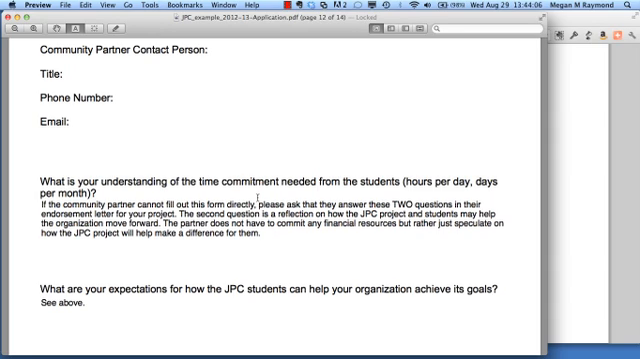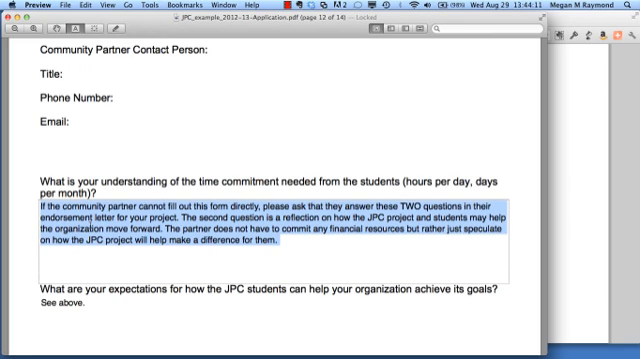And we have 2 specific questions for community partners. And as Brian mentioned, if they download this form, they can answer them here. Or if they're not going to be able to complete this hard copy form, they can answer these 2 questions in their endorsement letter. And the first is asking your community partner what their understanding of the time commitment needed from the JPC team is. So that there's just some, again, calibration of expectations of how often your group will be on site and how often your community partner is expecting to see you all there.